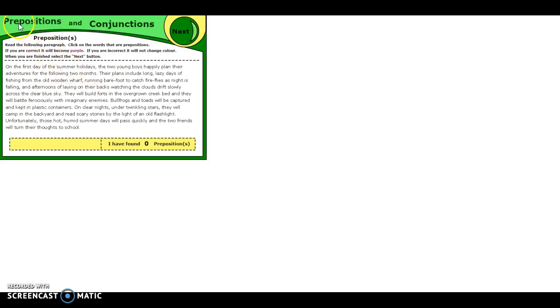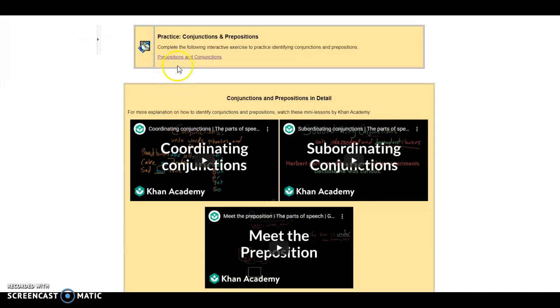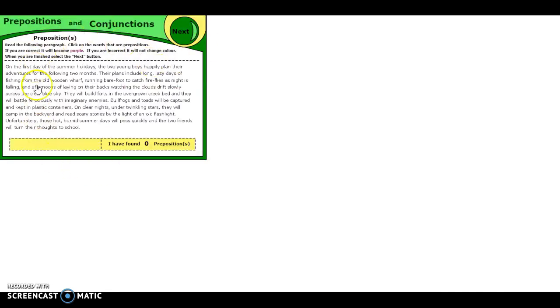And then what they're going to ask you to do is to go through a whole paragraph here and identify all the prepositions and then all of the conjunctions. So you're going to see if you can find them, and they're going to tell you if you got them all or if you're missing some. So it's just a different way for us to do a practice exercise. Instead of doing it on our website right here, we're going to try to do it as an interactive activity here.